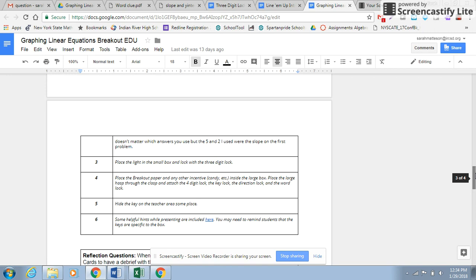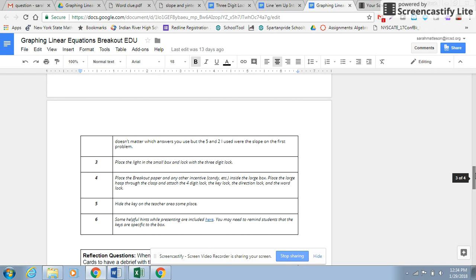You're going to want to place the small invisible light within the small box, and that's all that's required inside there. And then latch it with the 3-digit lock. This way, they are forced to answer those state assessment questions in order to proceed or to finish this entire task. The 3-digit lock, of course, is on that small box, and then that gets them that invisible ink so that they can get to the 4-digit lock.